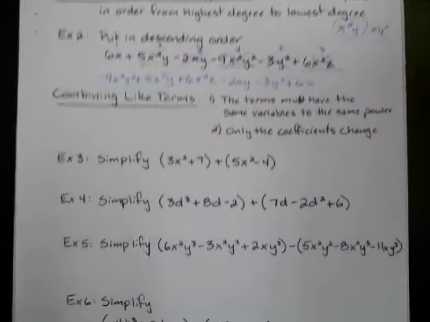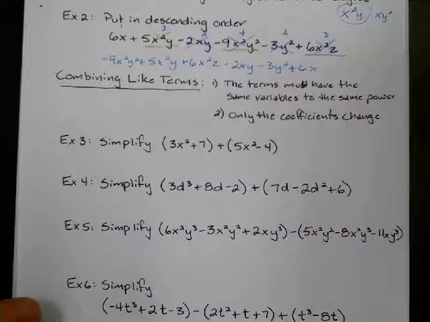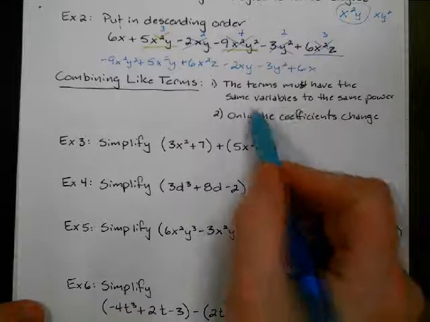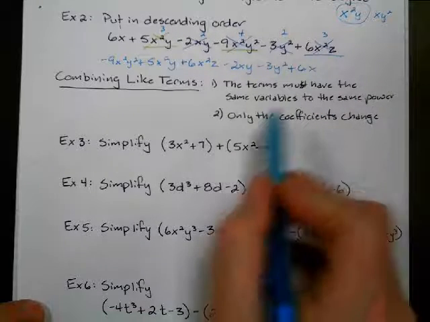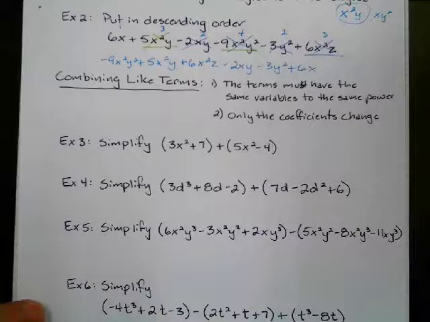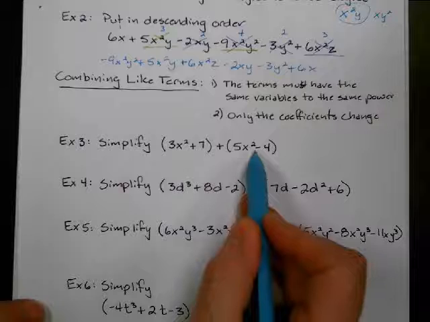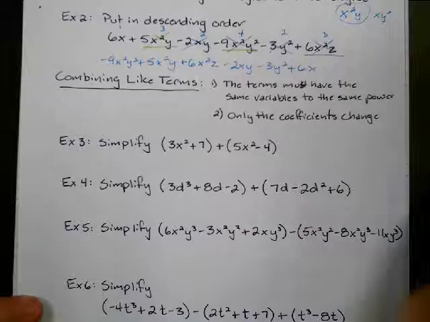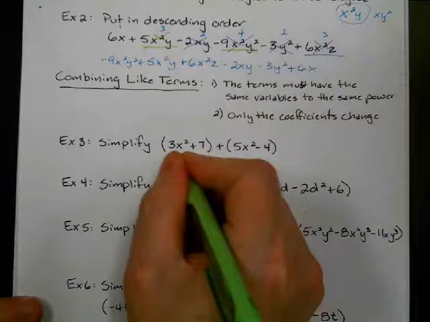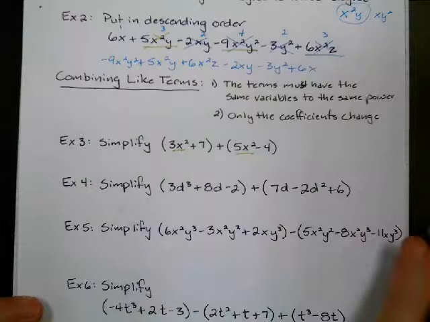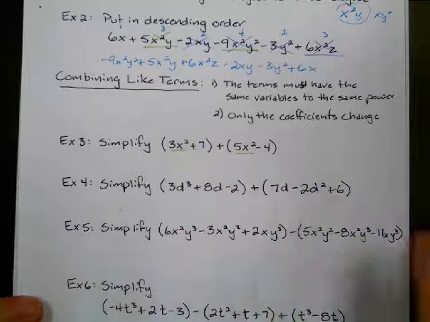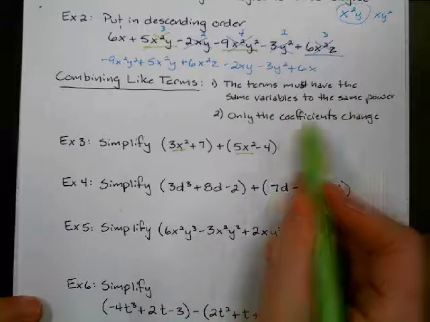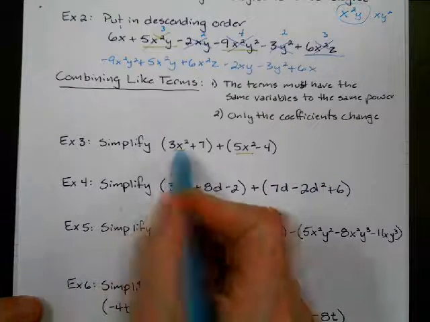Combining like terms. The terms must have the same variables to the same powers in order to be like terms. And when we combine them, only the coefficients are going to change. The variables will stay the same. So this is adding a binomial with a binomial. So I'm looking for like terms. 3x squared and 5x squared are like terms because they have the same variable of x to the same power of 2. So those are like terms. So only the coefficients change. So I've got 3 and 5, so that is going to be 8x to the second.